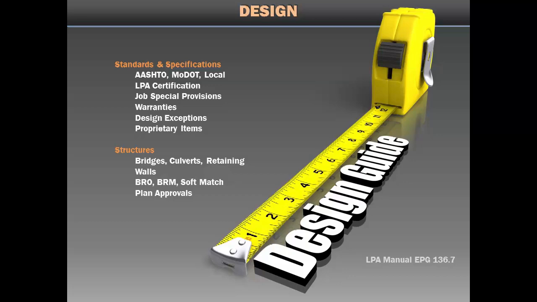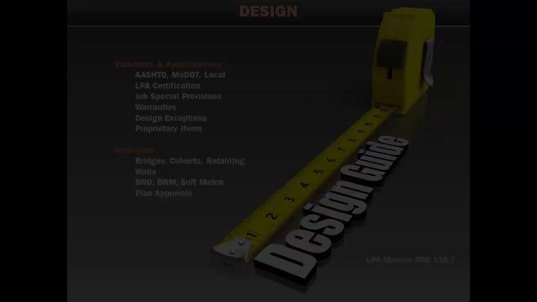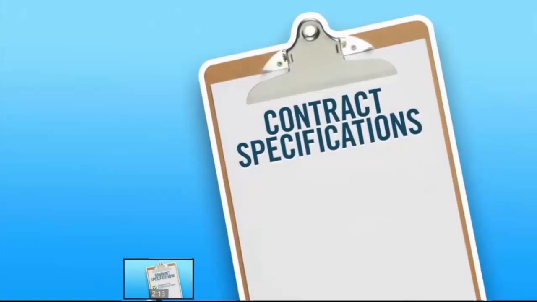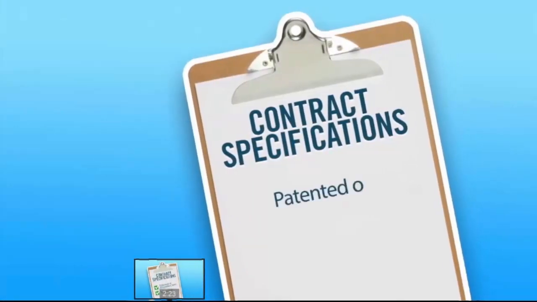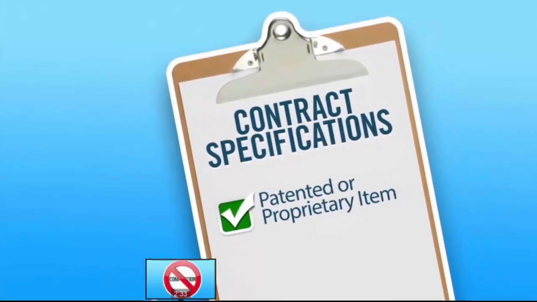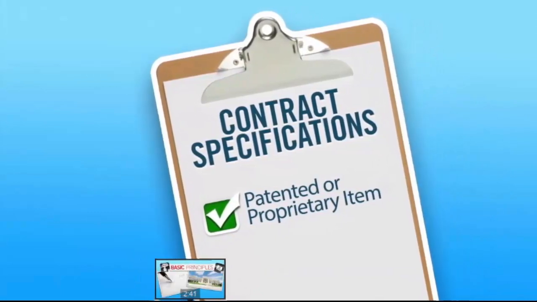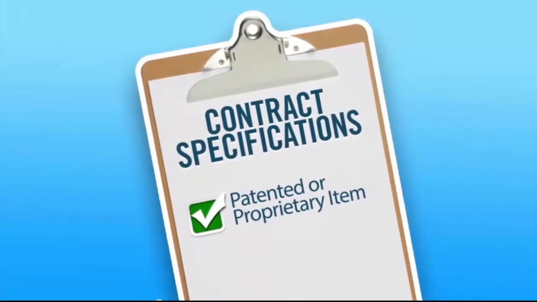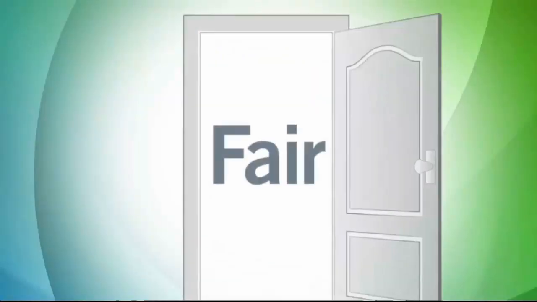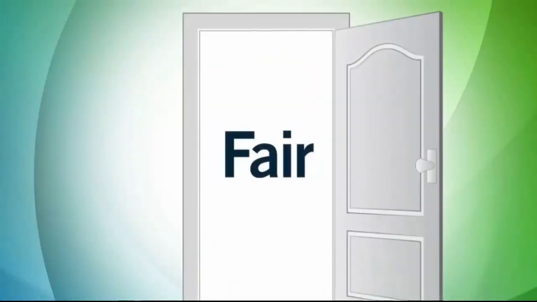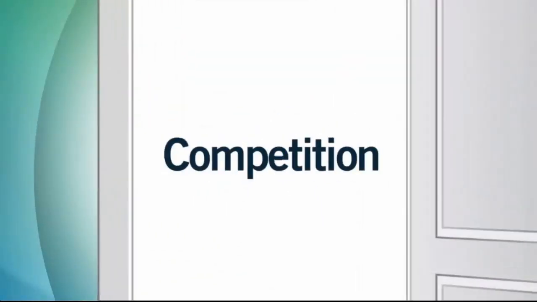Now we are going to watch a short video on proprietary items. It is essential that you recognize when a patented or proprietary item is being required. The use of patented or proprietary products often involves making a sole source. You provide open and fair competition when you allow product competition on federal aid projects.